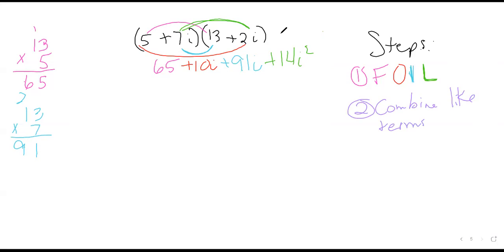So now, once again, I really only have that 10i plus 91i at this point. So what is that going to give me? 101i. Now I have that plus 14i squared. So now what happens with this 14i squared? It becomes what?